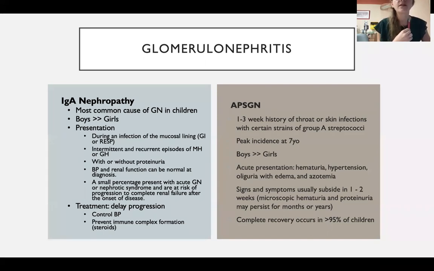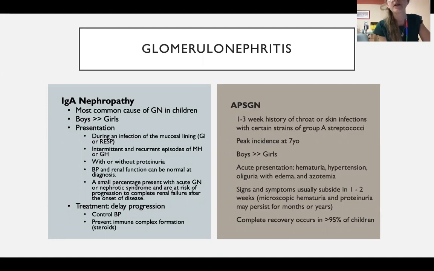The BP and renal function can be normal at diagnosis depending on the time of diagnosis, but a small percentage of them will present with acute glomerular nephritis or nephrotic syndrome, and these kids are at risk of progression to complete renal failure after the onset of the disease. The treatment in IgA nephropathy is usually focused on delaying the progression of the disease. And this is done by controlling blood pressure and preventing the formation of further immune complexes with the use of steroids.